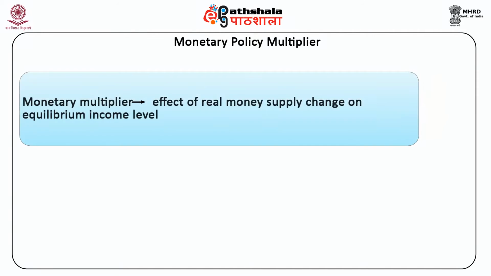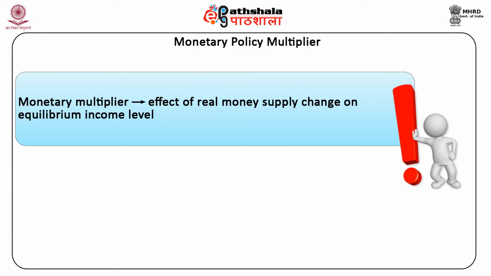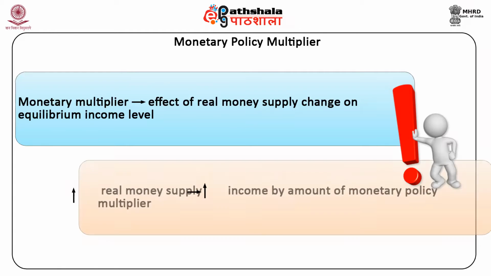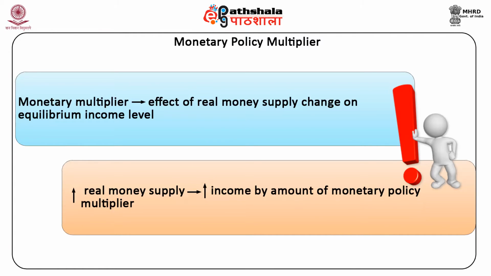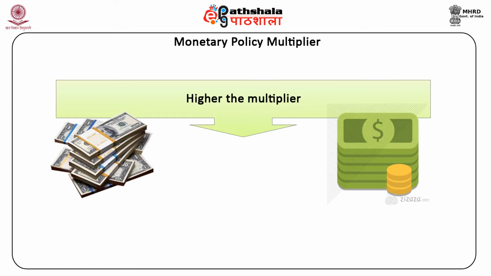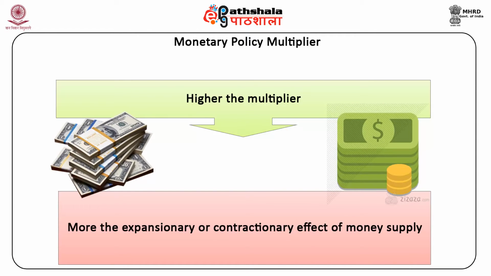First is the monetary policy multiplier. The monetary policy multiplier shows the effects of changes in real money supply on the equilibrium level of income, keeping the fiscal policy unchanged. When there is an increase in the real money supply, the income will rise by the amount of the monetary policy multiplier. The higher the multiplier, the more will be the expansionary or contractionary effect of a money supply change.